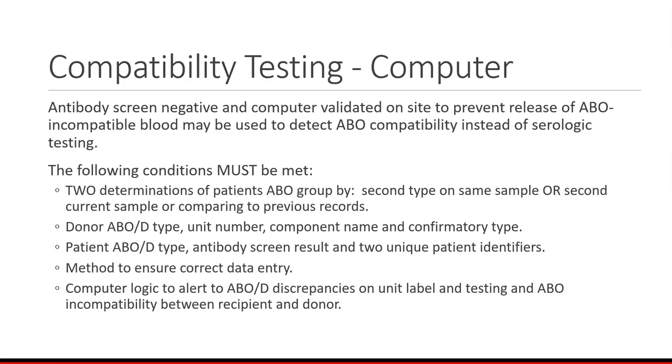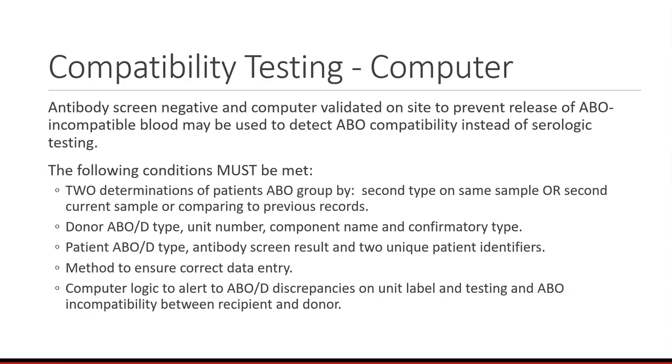The donor ABO/D type, the unit number, the component name, and the confirmatory type. The patient ABO/D type, the antibody screening result, and 2 unique patient identifiers. And the method to ensure correct data entry.